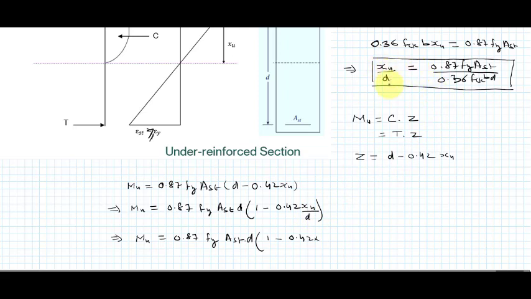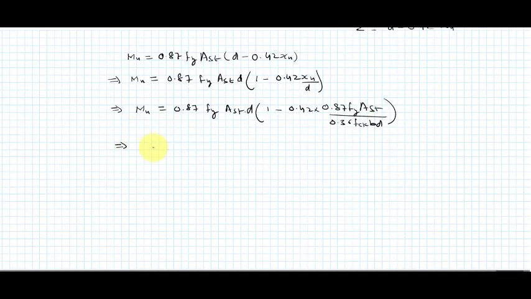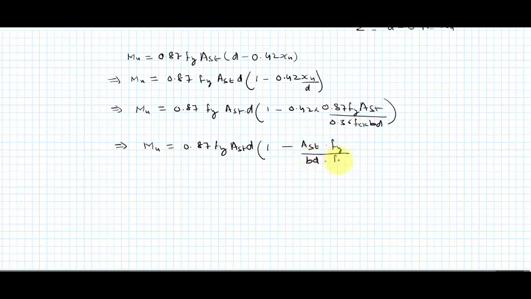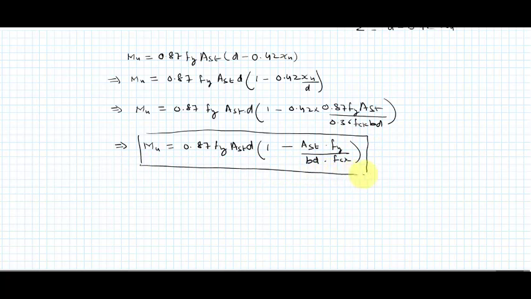Now here we have already computed XU by D, so I will substitute this XU by D. It will be 0.87 Fy AST divided by 0.36 FCK. So finally you get MU equal to 0.87 Fy AST D into 1 minus AST into Fy by BD into FCK. So this is the moment of resistance of a rectangular section which is under reinforced.